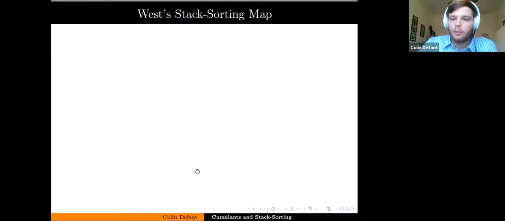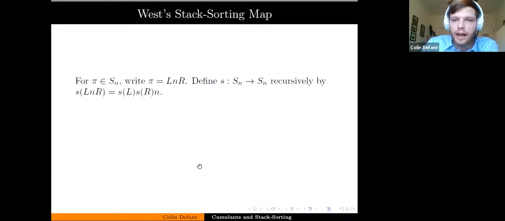So the main object that I'm going to be studying here is called West's stack sorting map. And this is a function that I'll denote by S. It sends permutations of size n to permutations of size n. And usually when I give a talk about this, I define it in terms of a stack, which is how West originally defined it. But I thought I'd shake things up a bit here and give a recursive definition.